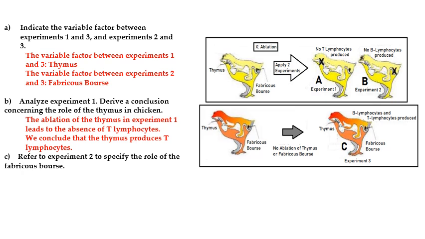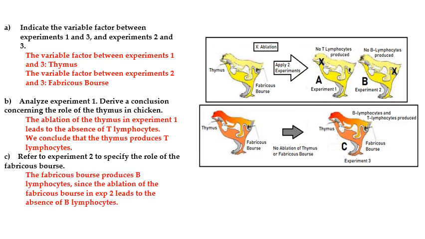We conclude that the thymus produces T lymphocytes. Refer to experiment 2 to specify the role of fabric spores. Specify, so we have to start from the answer, then we justify. Okay, in experiment 2, they removed the fabric spores from the chicken and they noticed that no B lymphocytes were produced. So the fabric spores produces B lymphocytes since the ablation of the fabric spores in experiment 2 leads to absence of B lymphocytes. As you see here, the justification, it is like we are analyzing. So the best way to justify is to analyze.